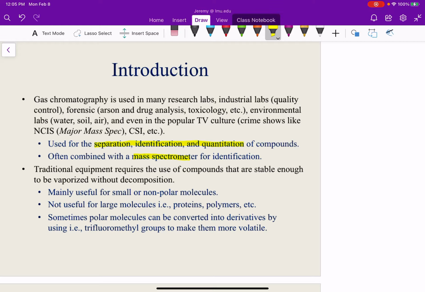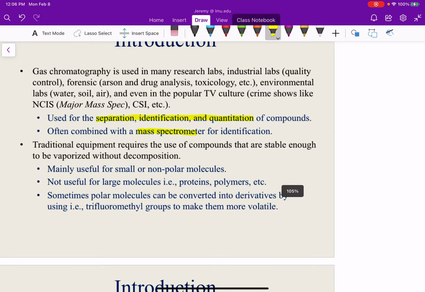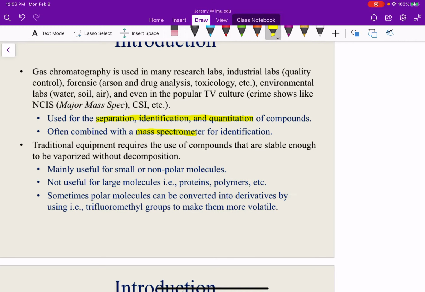But in this week's lab, we're not going to be talking about mass spectrometry. We'll be doing that next week. All right. So typically, this is used for compounds that are stable enough to be vaporized. So it's normally used for small, non-polar organic molecules. So it's not really used for proteins or polymers. And sometimes you can convert polar molecules into different derivatives to make it useful. But we're really going to be just focusing on small, non-polar molecules to analyze by GC.